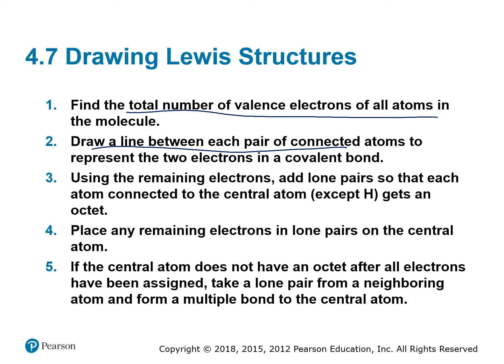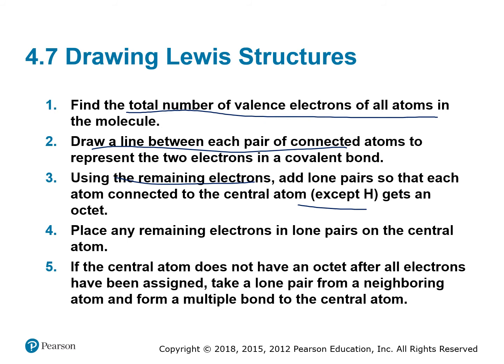Then you will find your remaining electrons based on how many you have used in the second step. And then you will distribute your remaining electrons to each connected atom so that each gets an octet of 8, except hydrogen. Remember, hydrogen can have only an octet of 2.